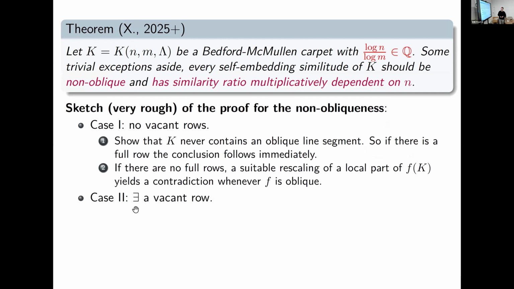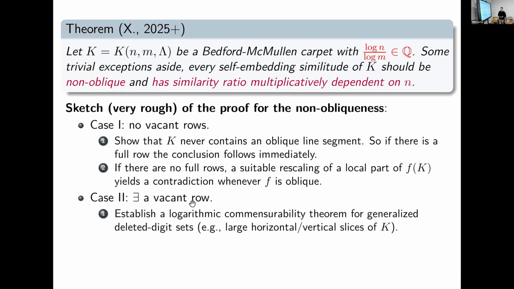The second case is when there exists a vacant row, so the projection onto the y-axis is a real deleted digit set, or a Cantor set. The first step is to establish a logarithmic commensurability theorem not only for deleted digit sets, which was already obtained by Deng, Jun Feng and Yang Meng, but for generalized ones, for example large horizontal or vertical slices of it, which can be regarded as some Moran constructions.